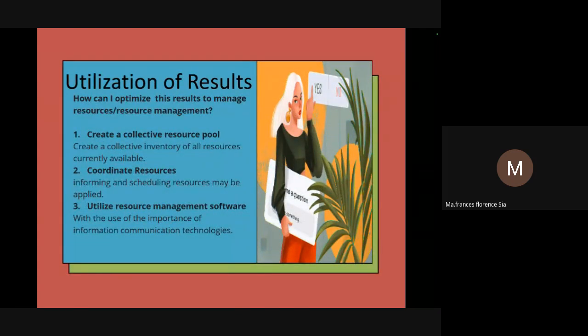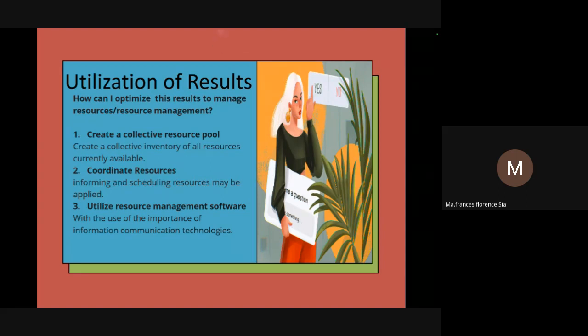So how can I optimize this result to manage resources, or resource management? First, create a collective resource pool. Create a collective effective inventory for all resources currently available. This will give you a bird's eye view of what you have to work with, the projects currently on your plate, as well as additional resources you may need for future projects in a pipeline.